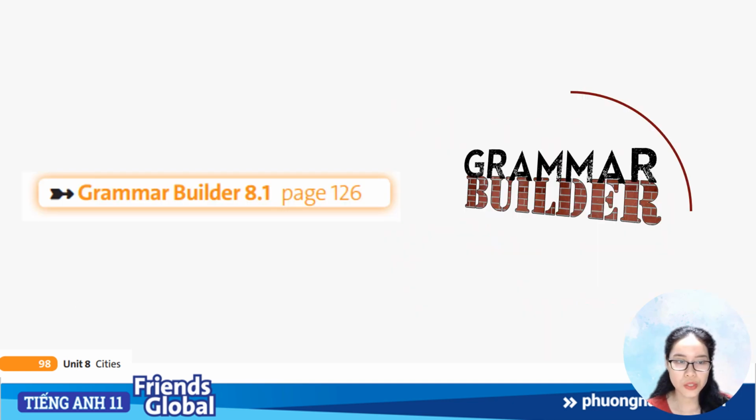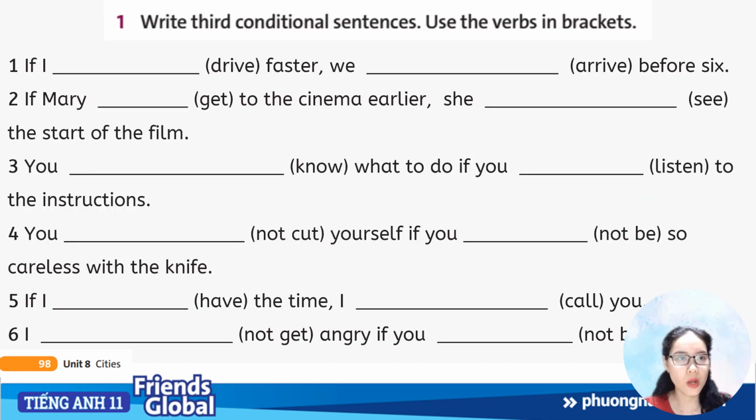Now let's turn to the grammar builder on page 126. Exercise 1. Write third conditional sentences. Use the verbs in brackets. So you can pause the video clip, do the exercise by yourself, and then come back to check the answer. Bây giờ các em hãy dừng lại đoạn clip và chúng ta tự làm bài, sau đó quay lại đây check đáp án cùng với cô nha.